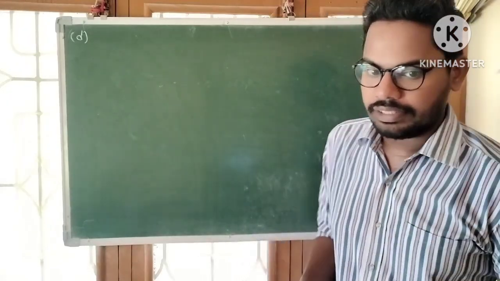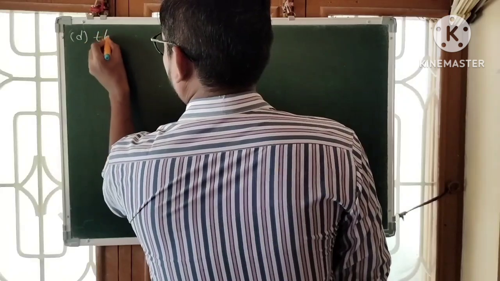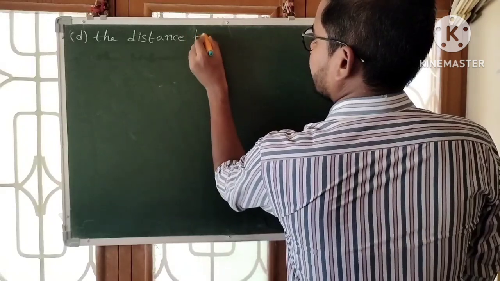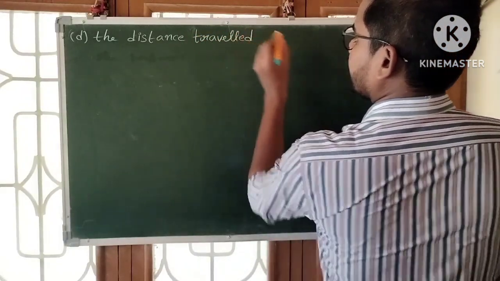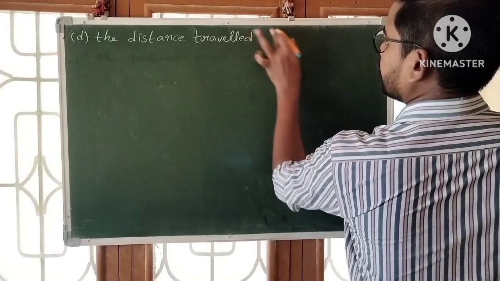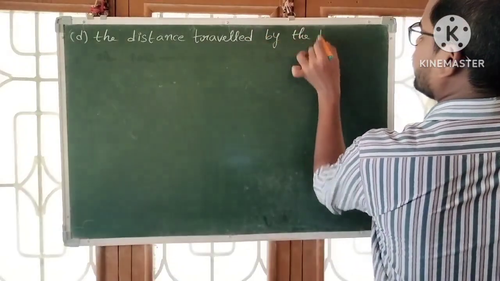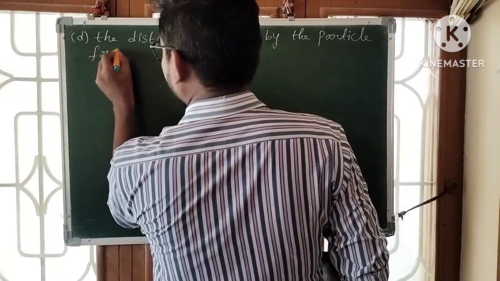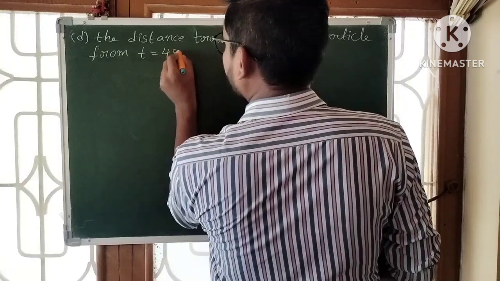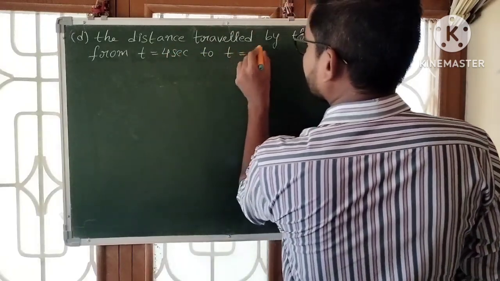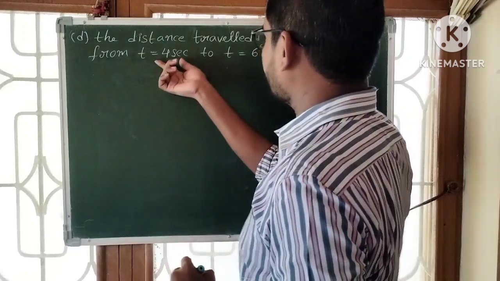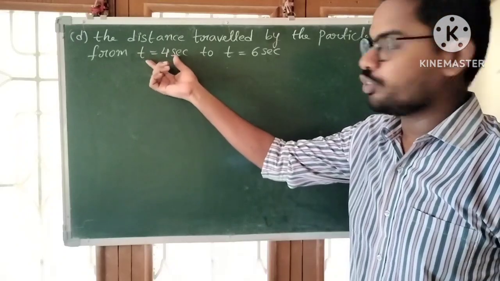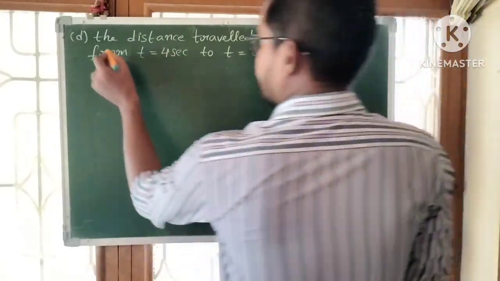So the last part, the distance. The distance traveled by the particle from t is equal to 4 seconds to t is equal to 6 seconds. So the total distance traveled by the particle from t is equal to 4 seconds to t is equal to 6 seconds. This is the last part.